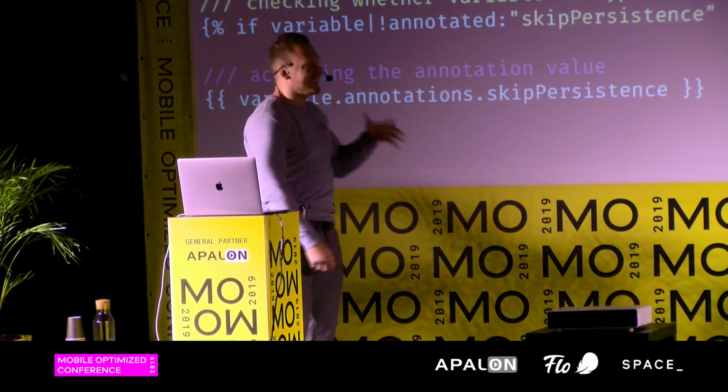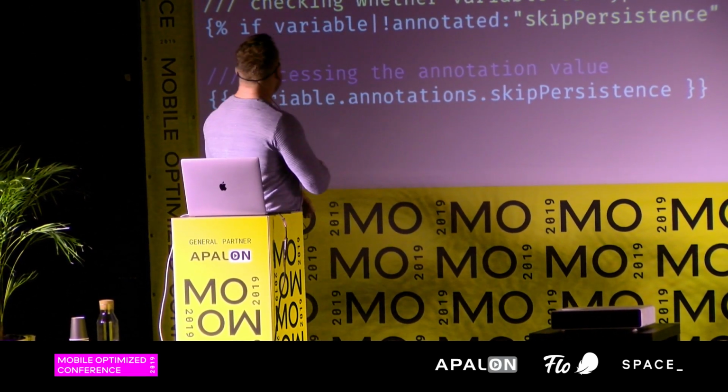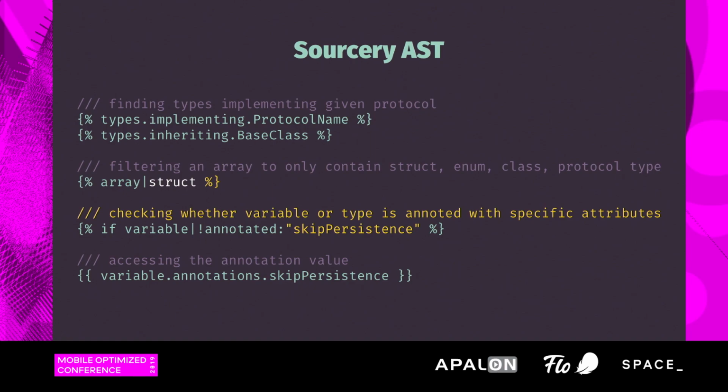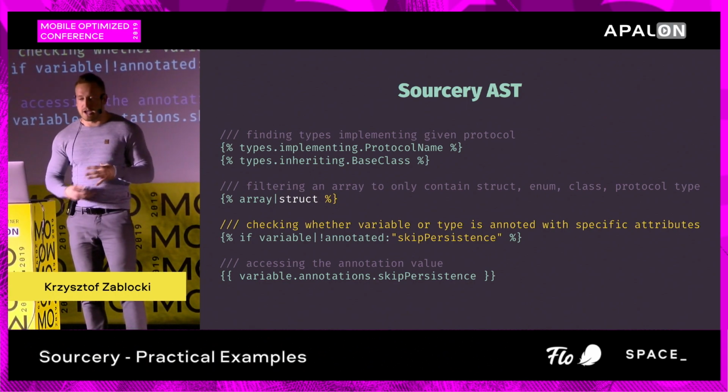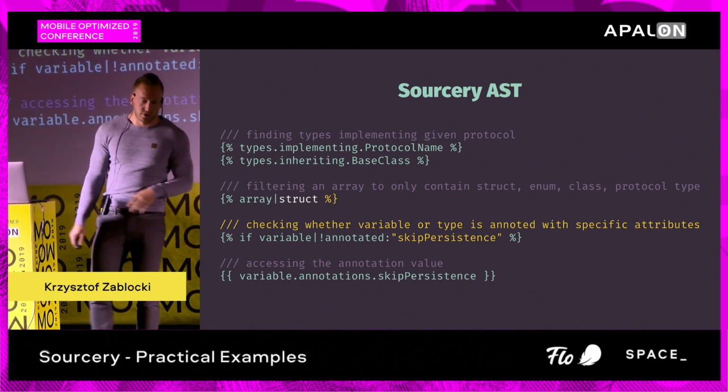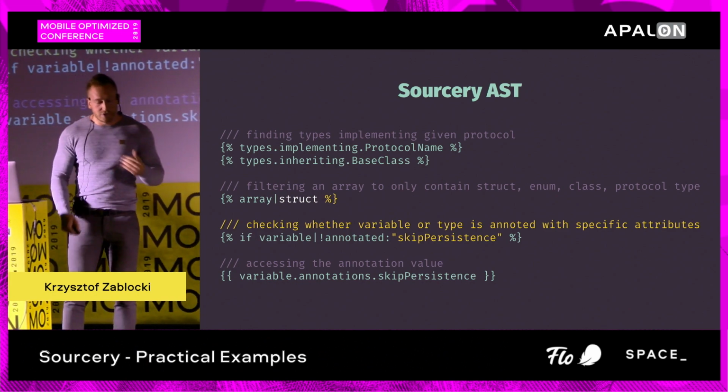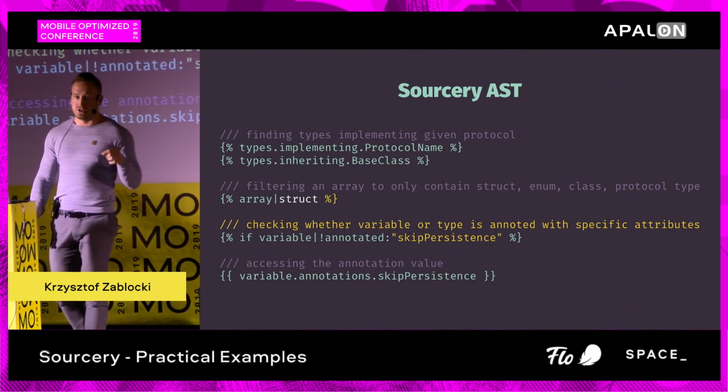And you can also access the annotations that I mentioned before. So you can do if variable filter not annotated with skip persistence. So for every variable in my type that doesn't have the annotation added, do this logic. And annotated can be applied to arrays as well. So you could do types implementing protocol name, pipe struct, pipe not annotated, or pipe annotated something. It allows you to very easily build up filtering in your templates. And you can also access the annotation values by just using the dot interface.